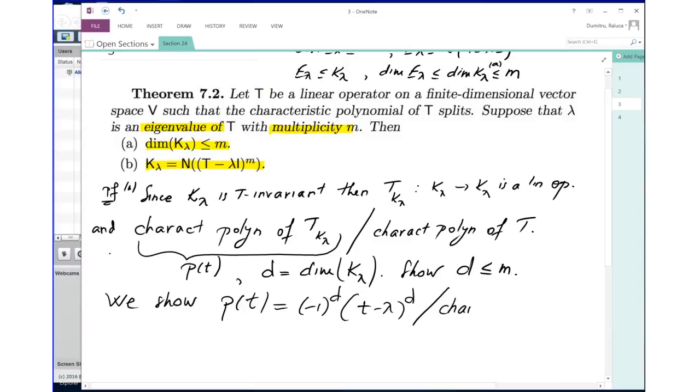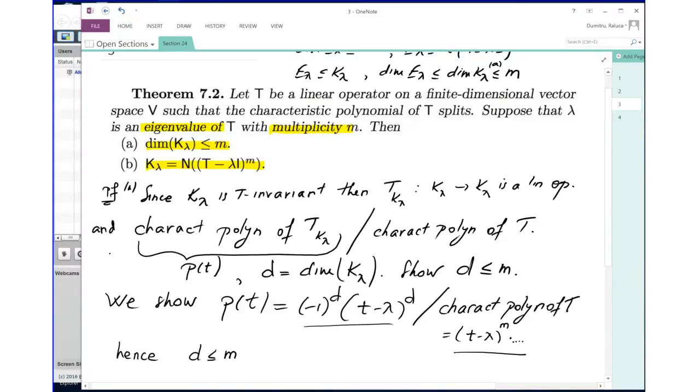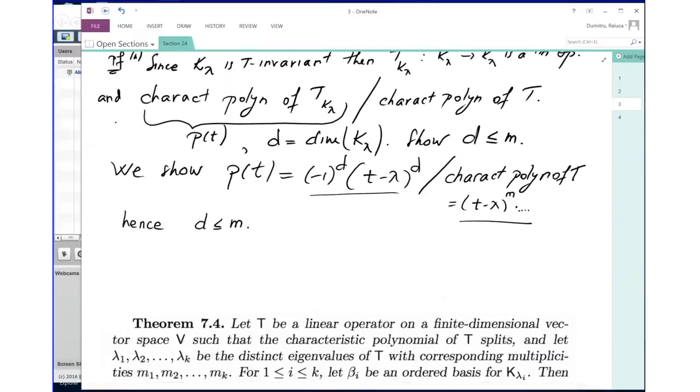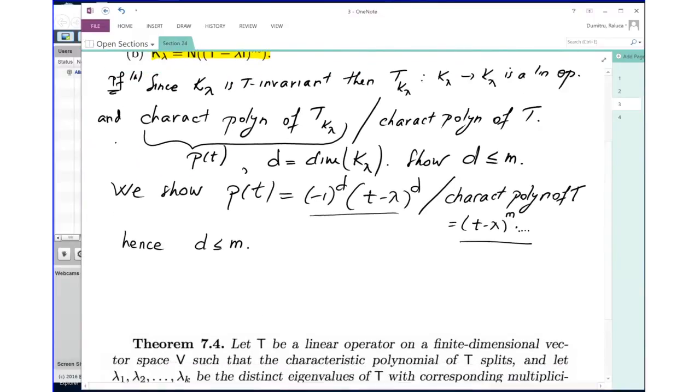Because this one has to divide the characteristic polynomial of t. Well, I don't know what the characteristic polynomial of t is, but I know for sure that it's going to look like this: t minus lambda to the m times something else, right? m being the multiplicity of lambda. Because it looks like this, and this one divides it, there is no way that the power of d can exceed the power of t minus lambda on the right, which is m. So if we can show that the characteristic polynomial looks like that, we're done, right? This is all we need.